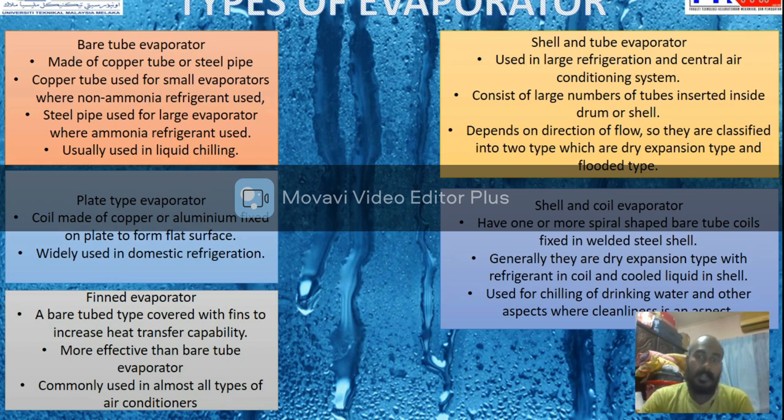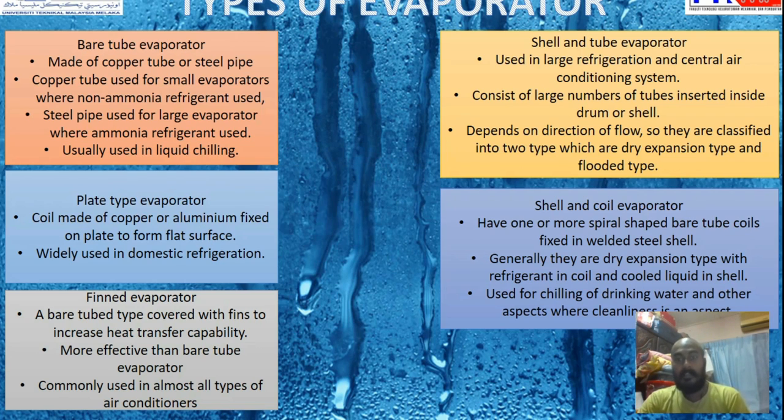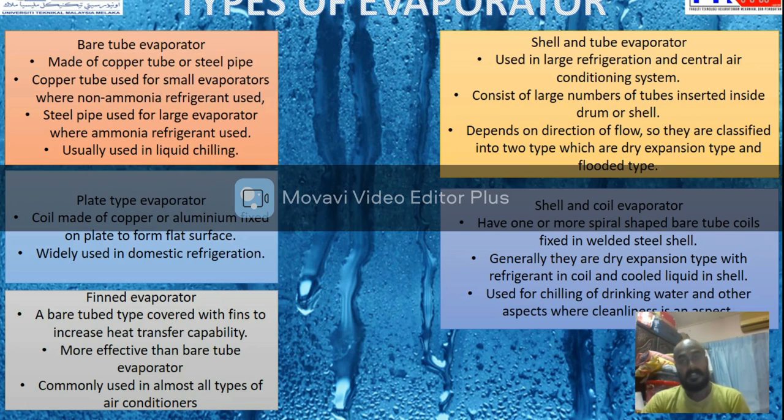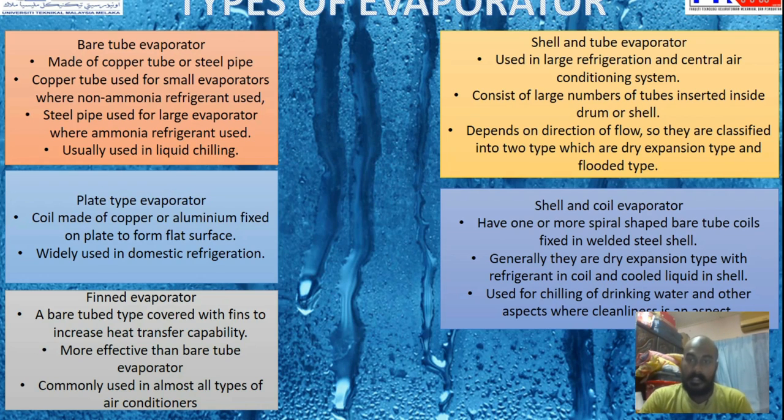The last one is the shell and coil evaporator. A shell and coil evaporator has one or more spiral-shaped bare tube coils fixed in a welded steel shell. Generally they are of the expansion type, with the refrigerant located in the coil while the cool liquid is in the shell. These evaporators are used for chilling of drinking water and other applications where cleanliness is a factor.